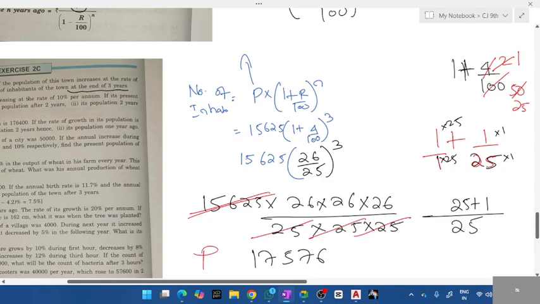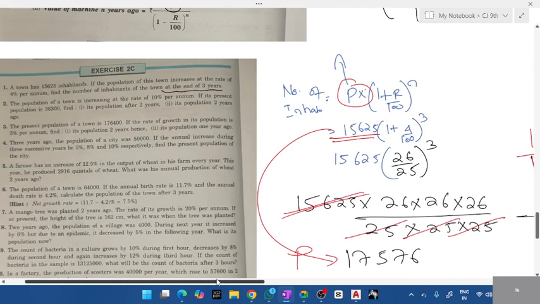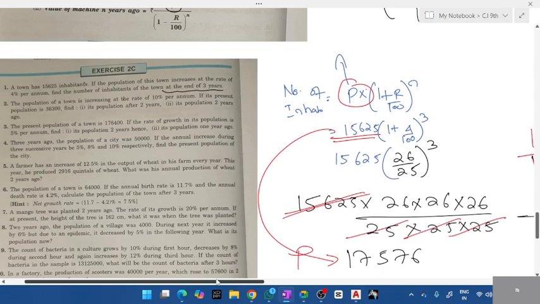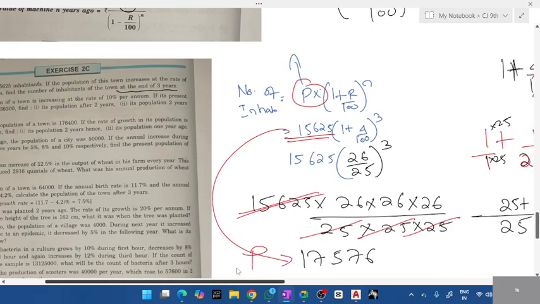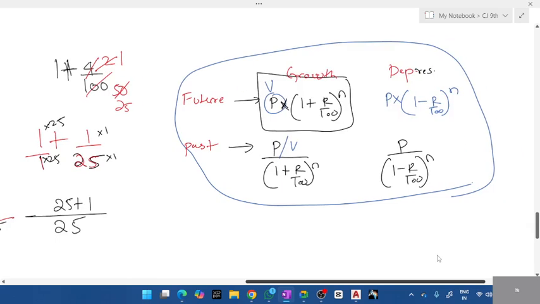So what is the increase in population from 15,625 to 17,576? Here you shouldn't add, subtract, nothing. You shouldn't check the difference. Just write 17,576. Okay, so the population was 15,625. After 3 years, this is the growth rate we have. Did all of you understand this exercise?